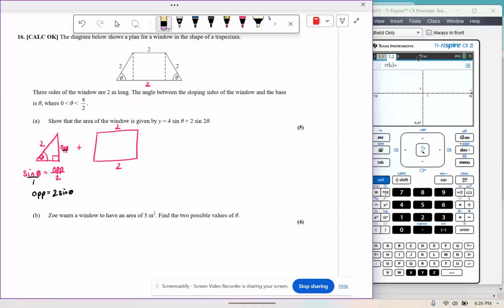So it's no longer going to be called the opposite side. It is now going to be called 2 sine theta. He is being rebranded. So that means that this is going to be 2 sine theta. That means that this is going to be 2 sine theta.